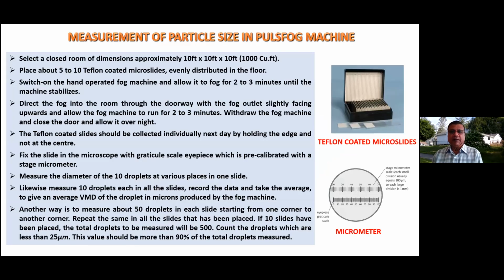So how to measure this VMD? You are using a pulse fog machine, and it should produce less than 25 micron. And how to measure this? In case it produces more than 25 microns, then your fogging operation will be useless. It won't give you the correct efficacy, because the larger the particle, the more it comes down to the earth because of gravity. It won't be airborne as we envisage.